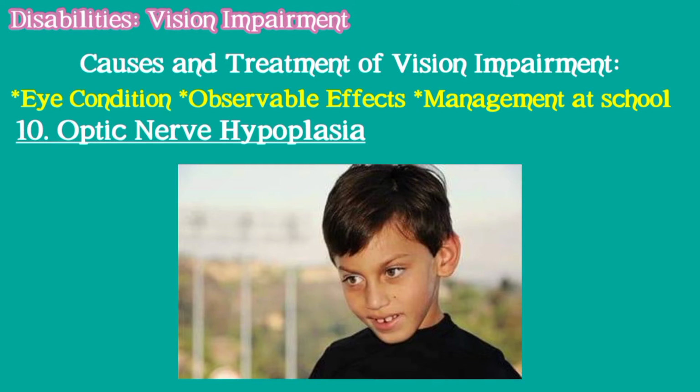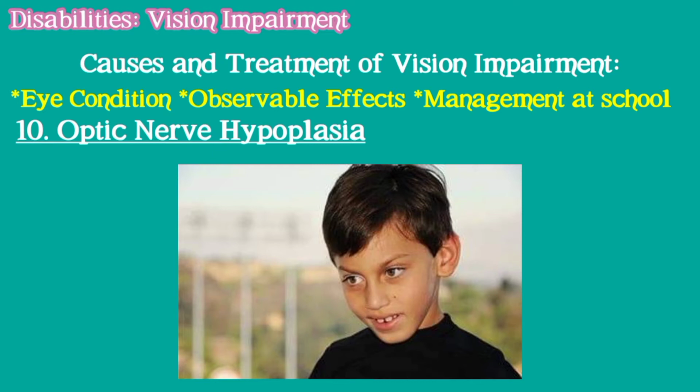For the management at school, it also needs larger, clearer printed materials. Visual information needs to be very clear and well marked. So the same as optic atrophy. So we cannot deny that there are students who have eye problems. So we need to consider their situation.